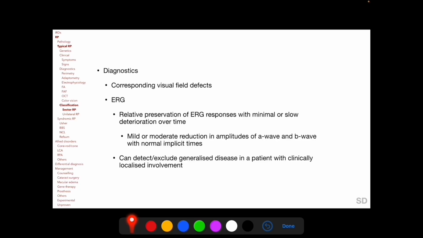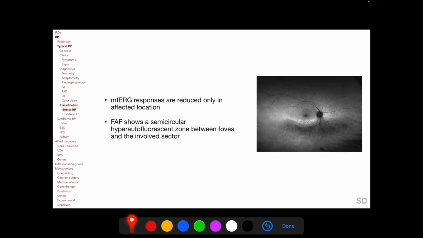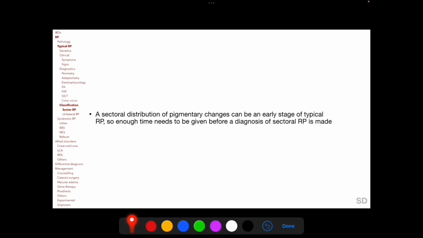Typically, there is mild or moderate reduction in amplitudes with normal implicit times of A waves and B waves in ERG. ERG can detect or exclude generalized disease in a patient with clinically localized involvement, and this is important to remember. Multifocal ERG responses are reduced only in the affected location, and fundus autofluorescence, as seen here in this photograph, shows a semicircular hyperautofluorescent zone between the fovea and the involved sector. It is important to remember that a sectoral distribution of pigmentary changes can be an early stage of typical retinitis pigmentosa, so enough time needs to be given before a diagnosis of sectoral retinitis pigmentosa is made.